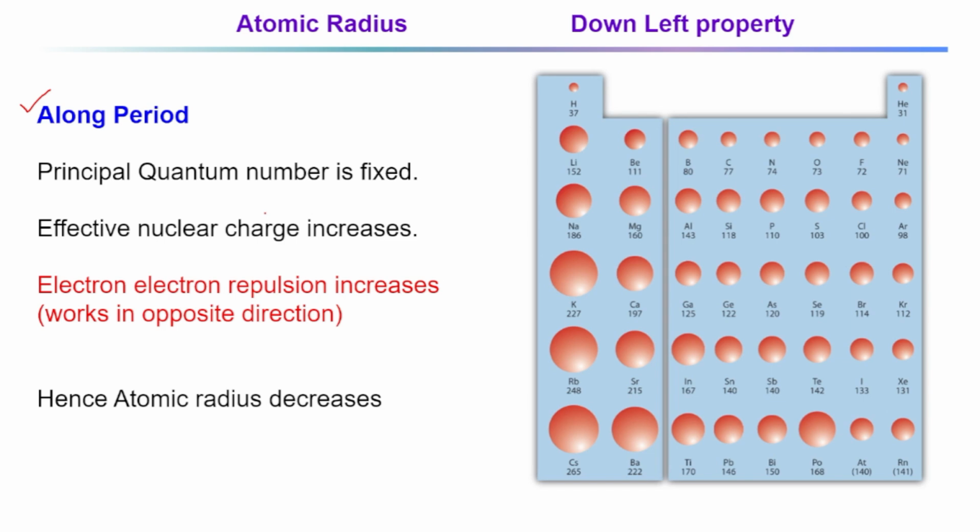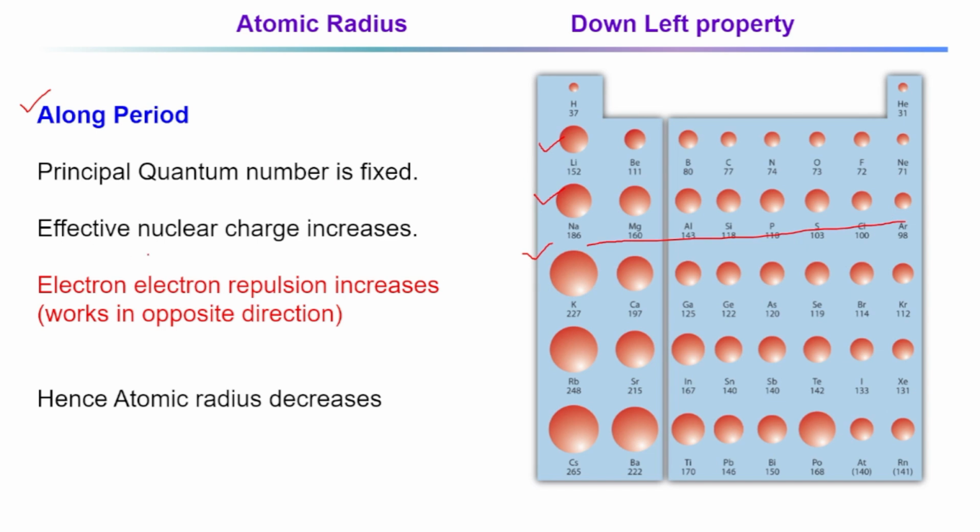The principal quantum number is fixed. Along a period, the principal quantum number is the same for lithium, beryllium, boron, carbon, nitrogen. All have the outermost electron shell as the second shell, or second orbit. So all these atoms have two shells or two orbits. These atoms have three orbits. These atoms have four orbits. So all the atoms in a period have the same principal quantum number.